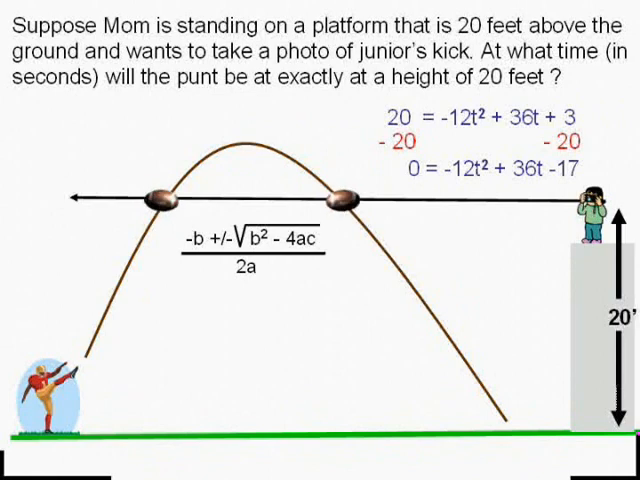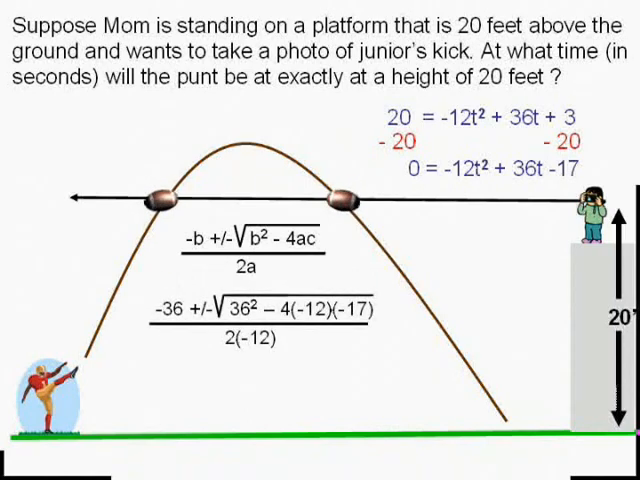In this case, a, I hope you appreciate, will be negative 12, the number in front of t squared. B will be 36, the number in front of t. And c will be the negative 17. Now we'll plug those values into the quadratic formula and simplify. I'll do that for you this time. You'll do it in the homework.